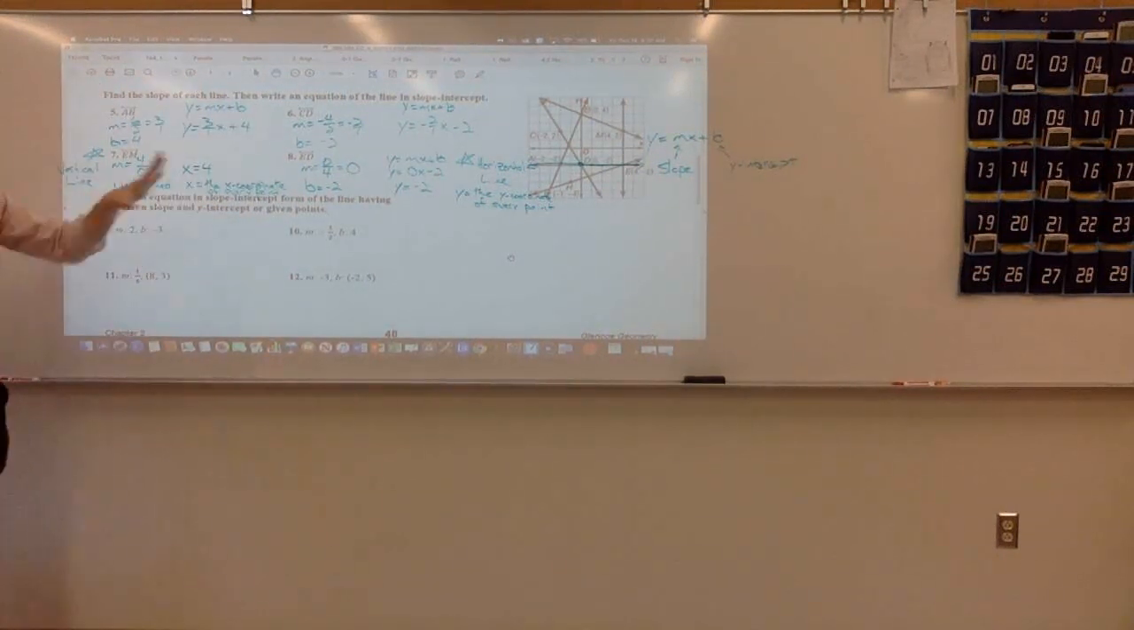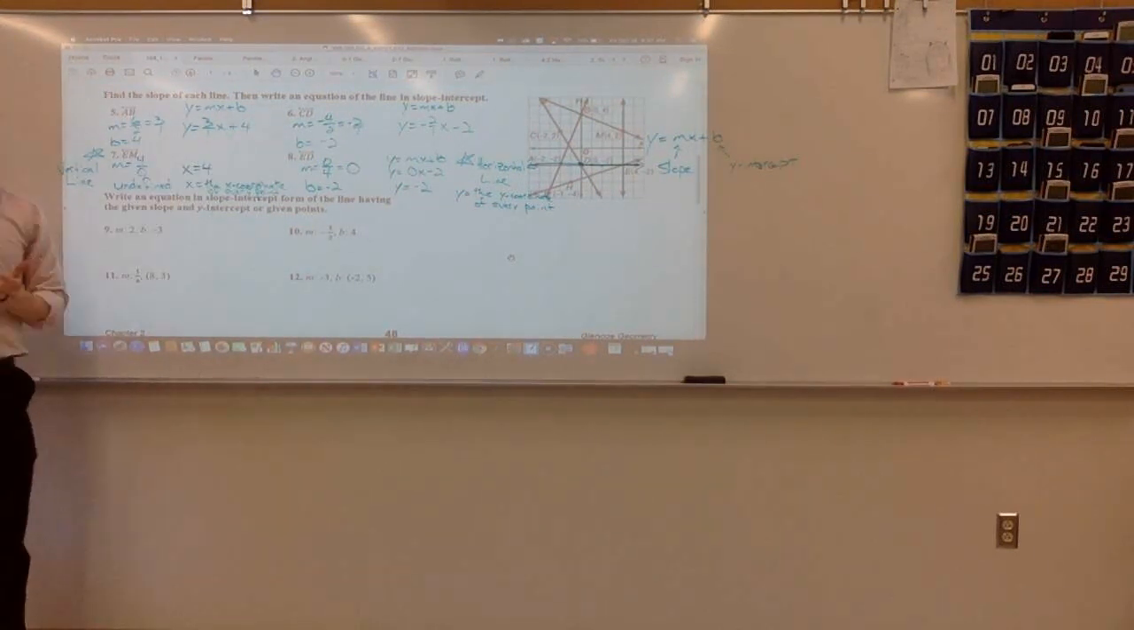Okay, so those are the two possible special cases. We have a completely vertical or completely horizontal line. More often, we'll be looking at ones like 5 and 6, where we can count the rise and the run, and then look at the graph to get where it crosses the y-axis, to get the y-intercept. Okay? Questions on those?